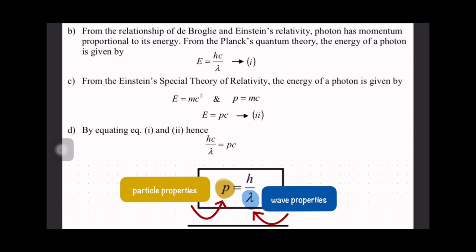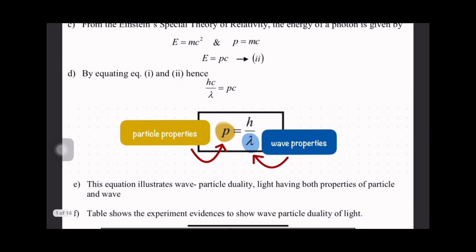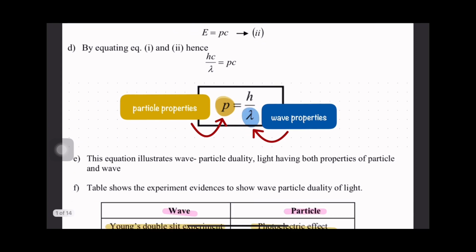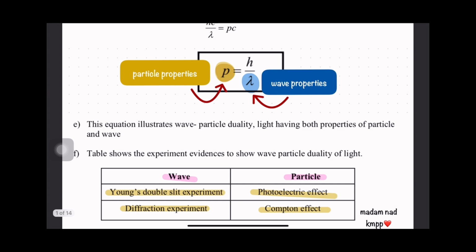So whereas E is equal to PC, and then they combine these two, and then they come out with the equation yang baru, with P equal to h over wavelength, where P shows the particle properties and the wavelength is about wave properties. Okay, so this equation illustrates wave particle duality, having both properties of particles and wave lah. Sebab sebelum ni kita buat more about light lah.